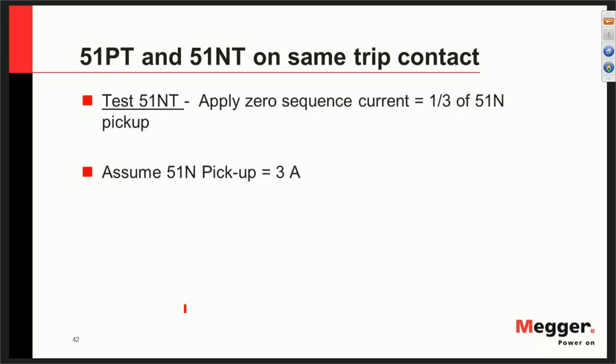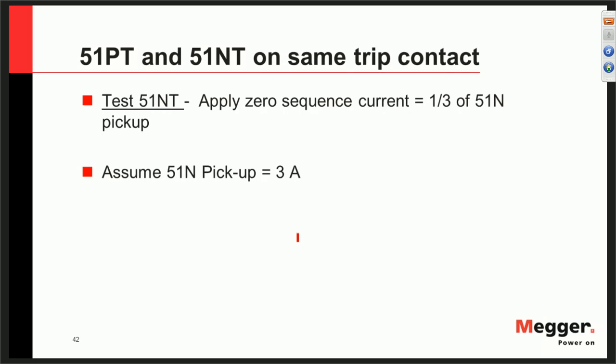Now he wants to test the 51 NT element. In that case, let's do one thing. Let's apply just the 0 sequence current. As I clearly explained before, the 51 NT element is basically measuring the neutral current. And 0 sequence current is the one that flows through the neutral in case of neutral faults or ground faults. So if you apply 0 sequence current, you can test the 51 NT element.